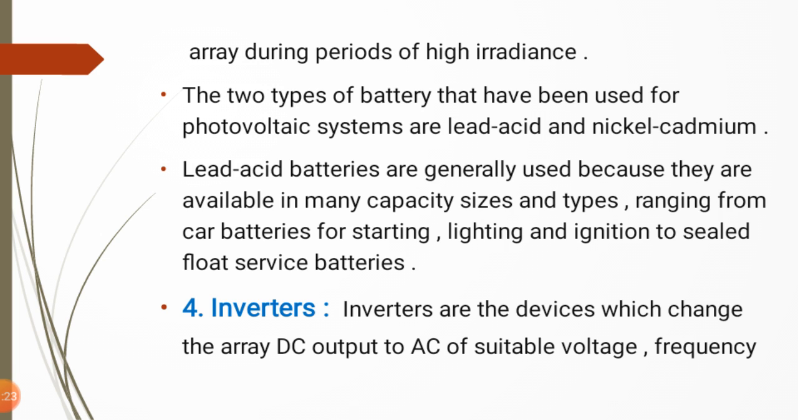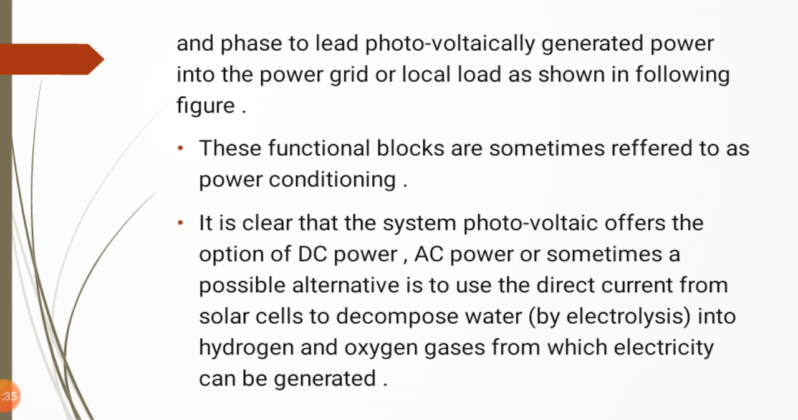Now the next component is the inverter. Inverters are devices which change the array DC output to AC of suitable voltage, frequency and phase to feed photovoltaically generated power into the power grid or a local load, as shown in the figure. The function of the inverter is simply to convert the DC electricity obtained from the solar array or solar cell into AC form.